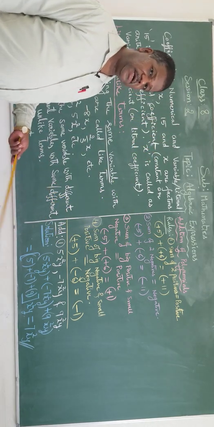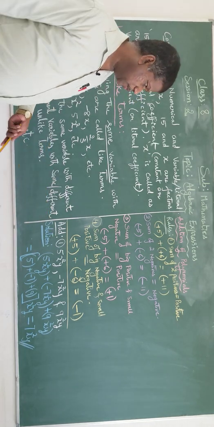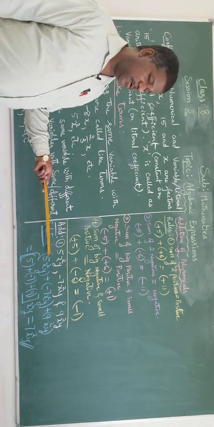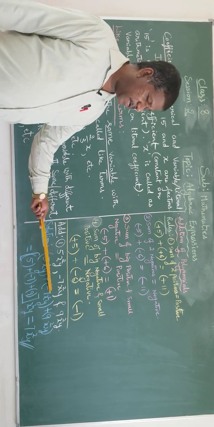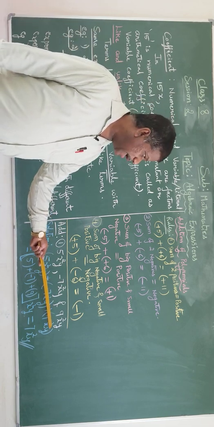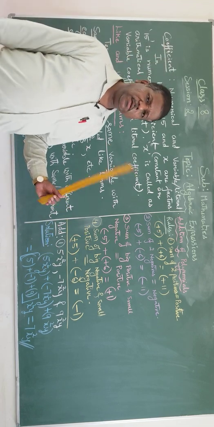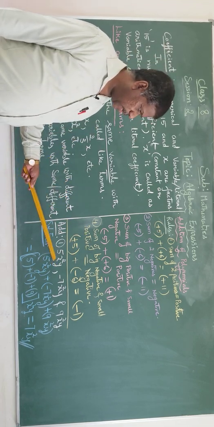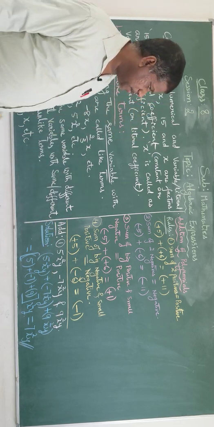Now let us understand one example where we can add like terms. The first example is 5x square y, the first term. Next is minus 7x square y, and the last term is 9x square y. First observe, are they all like terms? x square y, x square y, x square y. So they are all like terms, so we can add them.